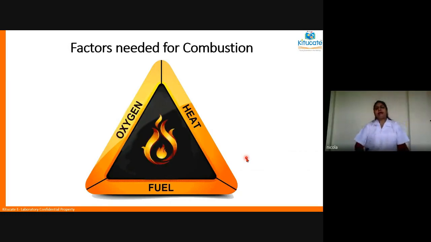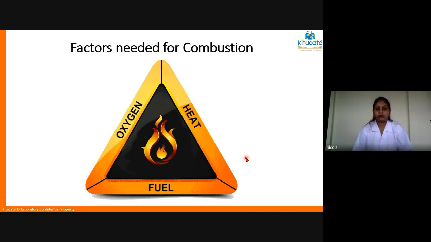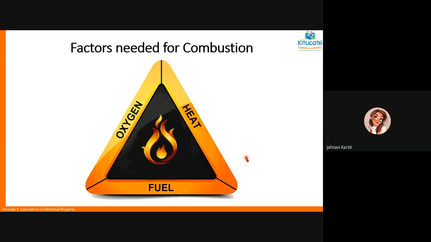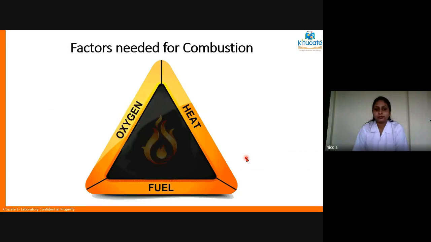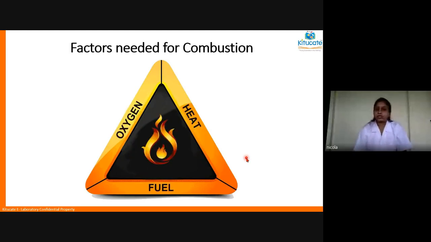And heat. For example, there is coal and there is oxygen, but we don't light the coal. Can combustion happen? Will coal automatically react with oxygen and start burning? No. So heat is required. You have to light it. You have to produce heat so that the coal burns. Coal cannot automatically react with oxygen and start burning. Petrol cannot automatically react with oxygen and start burning. Some heat has to be provided for it to start burning.